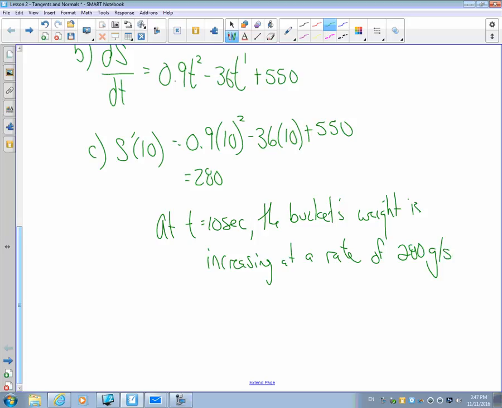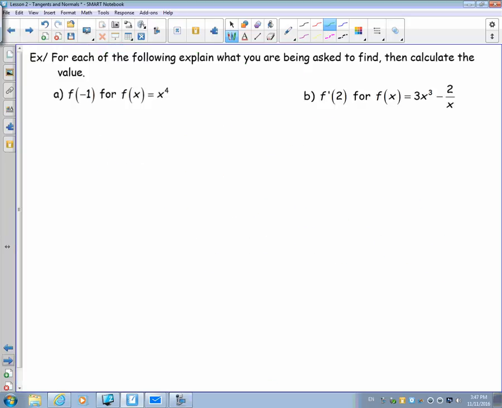Okay, this is about rate of change. So if I want points on the curve, I use my function, my original. If I want to find rates, I use my derivative. Okay. So you can give it a try. For each of the following, explain what we're being asked to find, and then calculate. So see if you can figure out which thing we're looking for here.